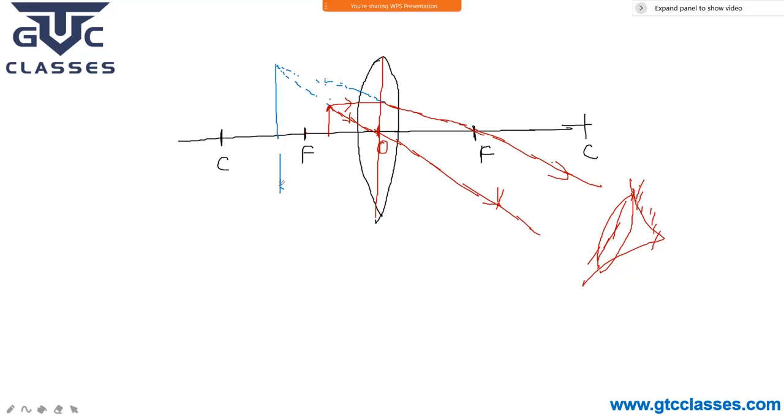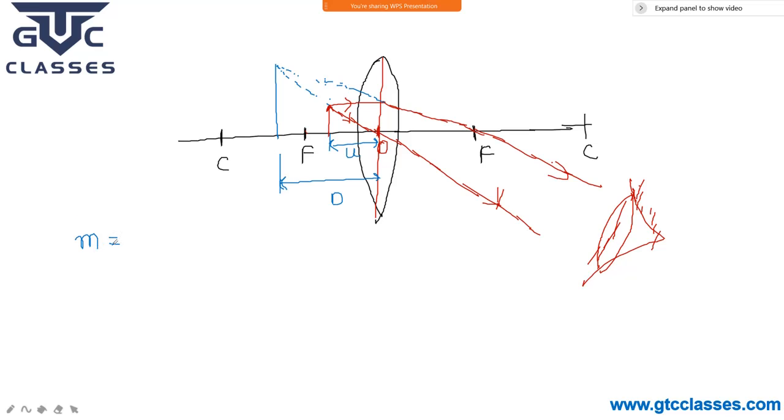Let's say this distance is capital D. This distance is u. Correct? Now there are two possibilities. What are the two possibilities? One possibility is when the object is like this. Generally the object will always be smaller and closer to the lens, but the image that we are getting is getting formed here. So now let's evaluate that.